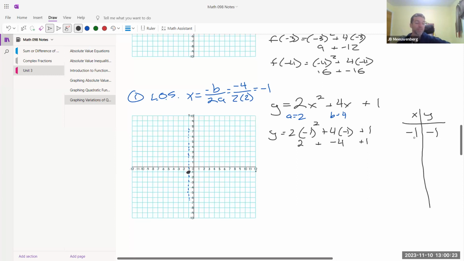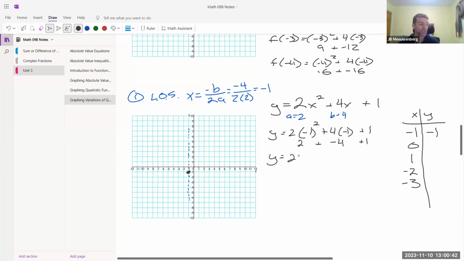And then we're going to do the same thing. But now remember, we have to find 2 points to the right of this and 2 points to the left. So 2 points to the right of -1 would be 0 and 1. 2 points to the left would be -2 and -3. And then we will do these calculations.